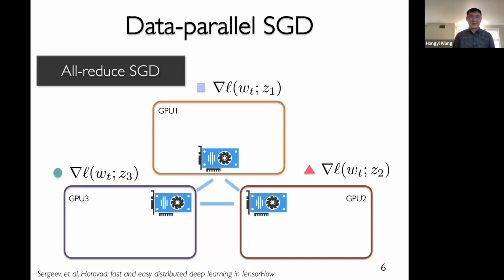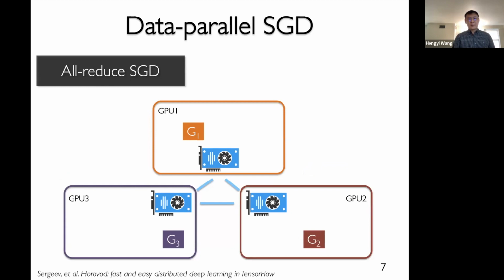And what people are really using widely in practice is basically all-reduce SGD. What it's doing here is that each GPU just computes the gradient with respect to each data sample. We could simply represent that by G1, G2, and G3 here. And what remains to be done to finish this iteration is to synchronize the gradient across the GPUs inside the cluster, right? So you need to initialize a certain round of communication.